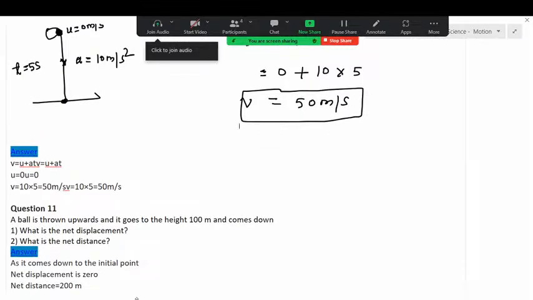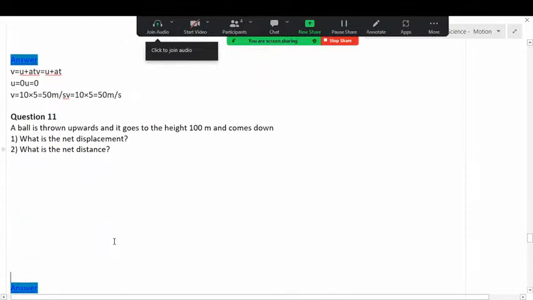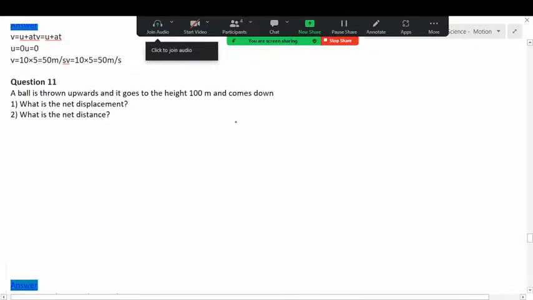Okay, next question for you here. I think you can answer question number 11. It's again the same scenario. The scenario is like this. A ball is thrown upward. You have just thrown this ball upward from the ground. And now it goes to the height of 100 meters. Now if you calculate the height, it is coming out to be 100 meters. And it comes down. It has just reached the height and also comes down.